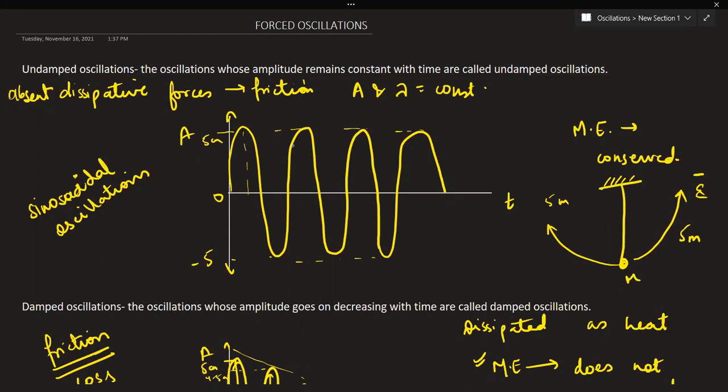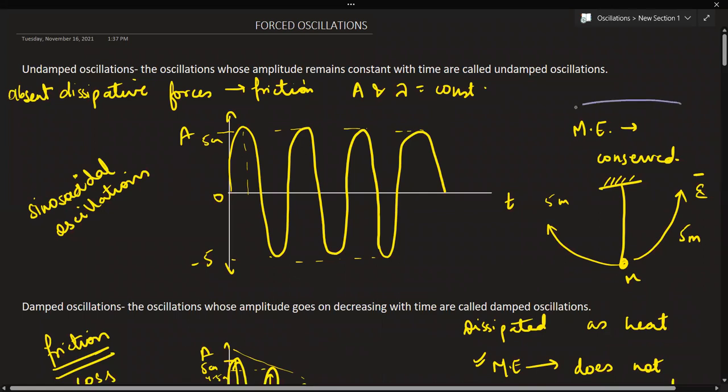So if there is no loss of heat, what will happen? Do you think energy will be the same or there will be variation in energy? There is no loss of heat, so there won't be a loss of energy. If the initial energy was 5 joules, and there hasn't been any dissipation of energy, it will be 5 joule only. So that's why we say mechanical energy is conserved. This is also an important point of undamped oscillation.